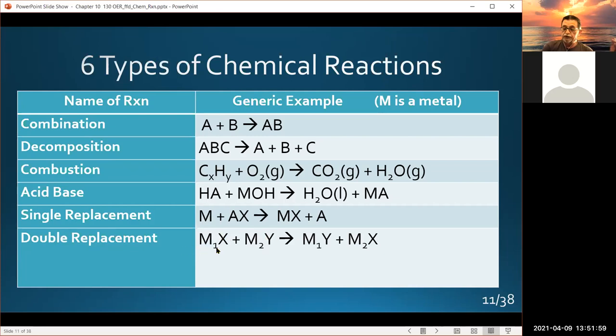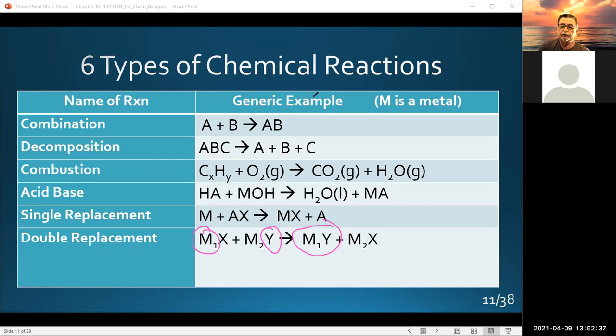Notice here it's written in general form. Now the subscripts 1 and 2 do not denote how many of M there are. It's just telling you we have two different metals. And so you can see that M1X exchanges partners with M2Y to give you the new compounds. The M1 combines with the Y to give you M1Y.